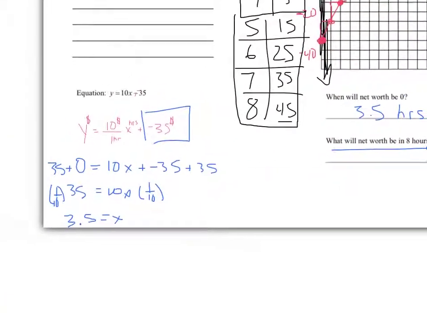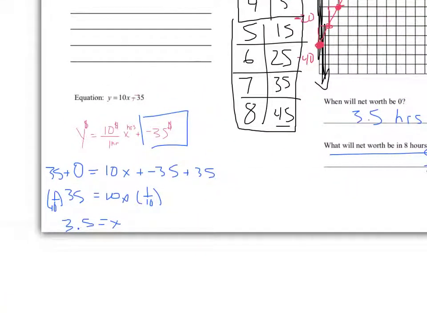Or the last option, again, going back to the equation, if x is 8 hours, y is equal to 10 times 8 minus 35. Y is equal to 80 minus 35. Y is equal to 45. Again, a bunch of different ways to go about doing it. You didn't need to do all three. What you needed to show me is that you understood one of the three.